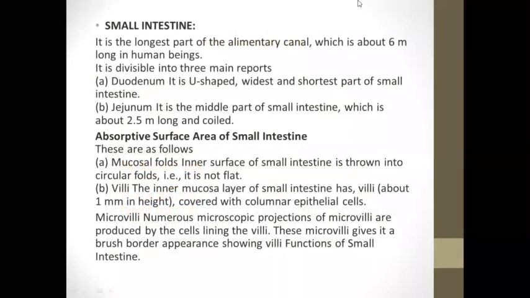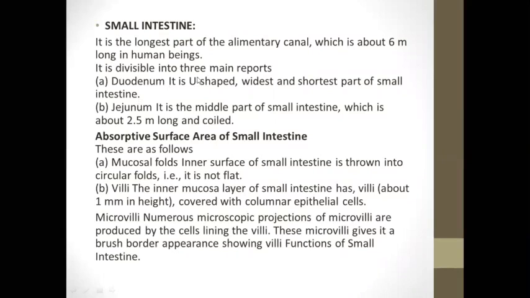Once we cross the stomach, we saw the final part is opening into the small intestine. So what is the small intestine actually? The small intestine is again divided into three main parts. These three main parts include the duodenum, then we have the jejunum and the ileum over here.